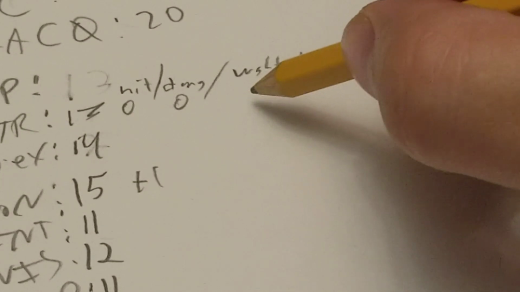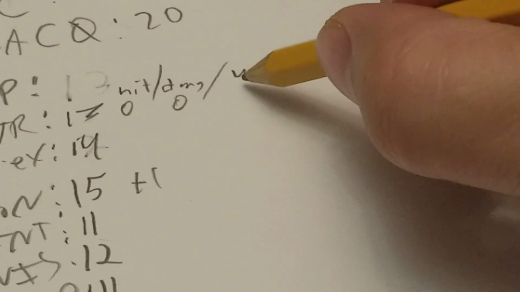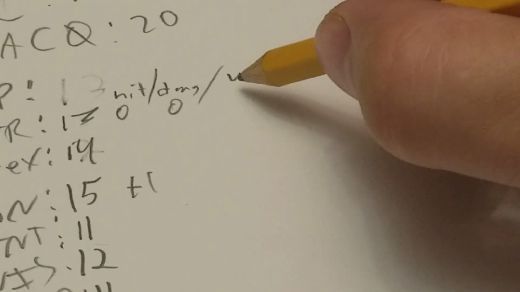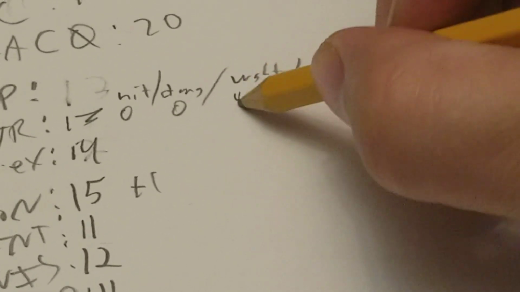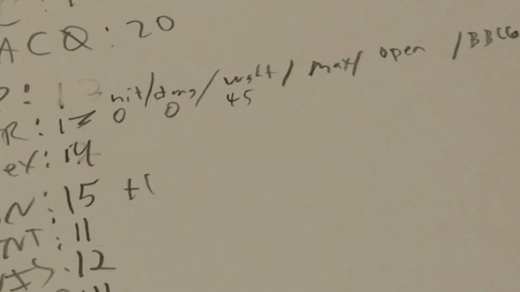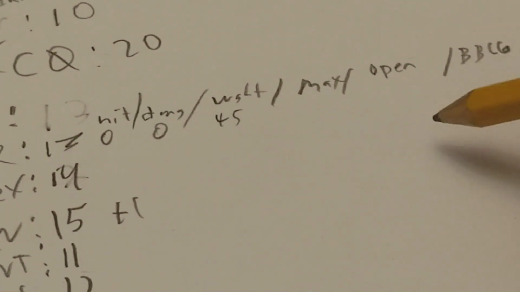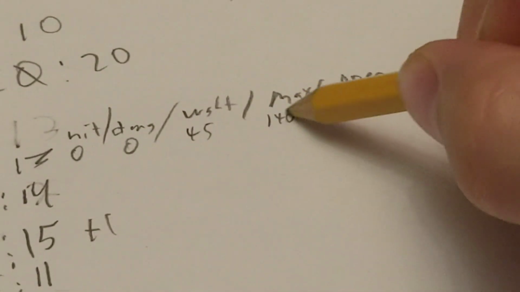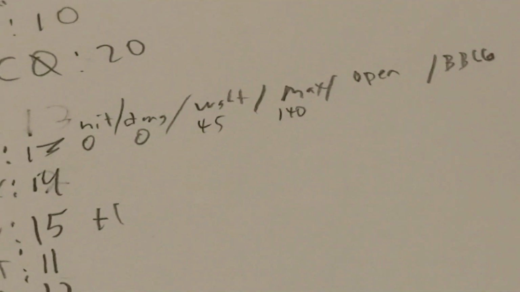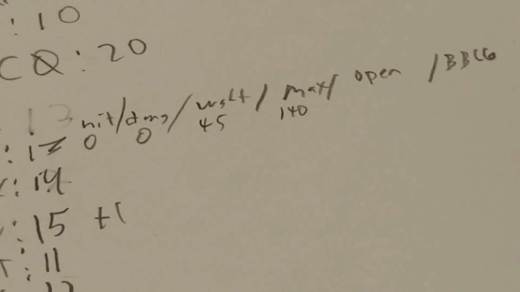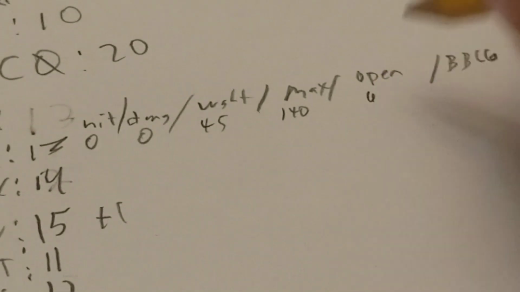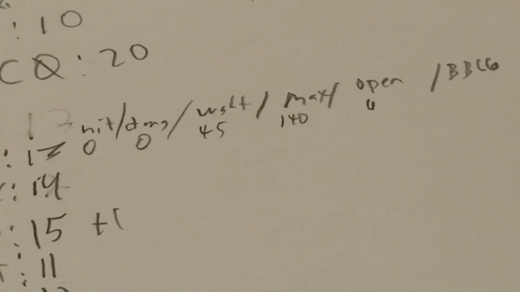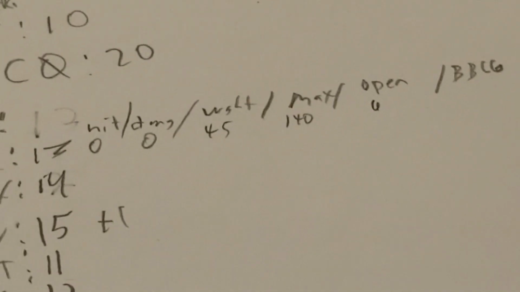Weight, what's my weight at? Strength of 13. 140 is that? Ooh, 45. Oh, that's max press. I can carry 45 pounds of gear on me, okay? My max press is 140? 140 pounds I can lift, deadlift. Open doors. My open doors is 6. So if I roll a 6 or less on a D20, I get to open the door, kick open the door.